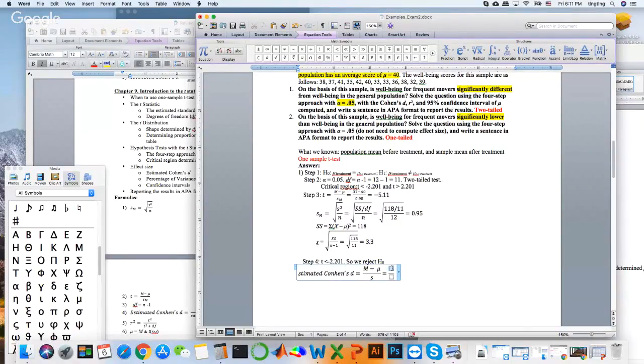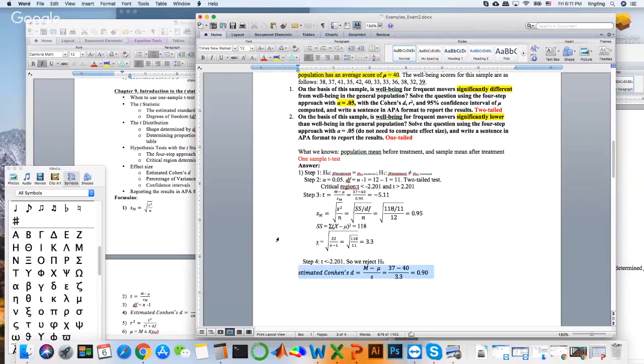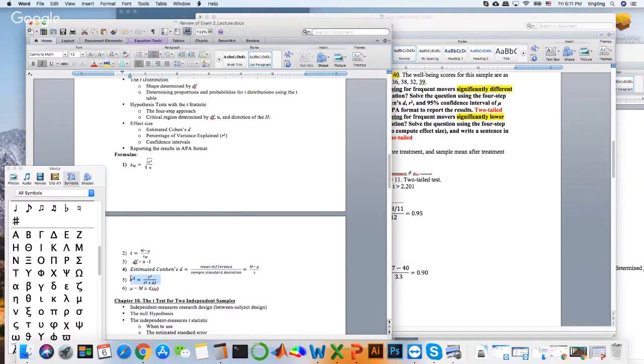M equals to 3.3, which equals to negative 0.90. So that's it. We compute the coherence D, and then we compute the R square. Use this formula.